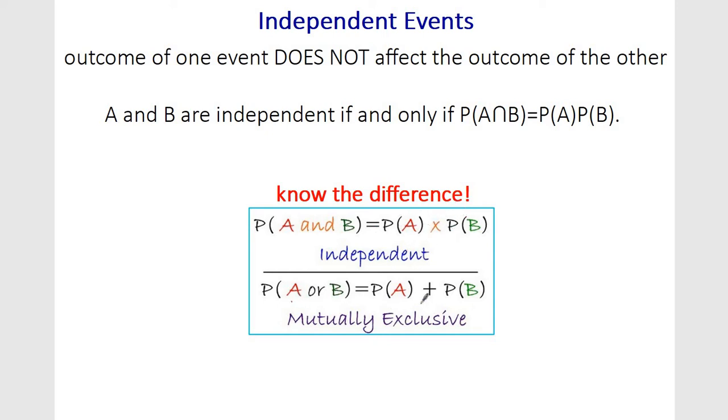Now, when they're mutually exclusive, that means that they can't happen at the same time. Okay, like rolling an even and rolling a 5. That can't happen at the same time. They're mutually exclusive. Okay? So there's no overlap is what I'm getting at. Okay? There's no overlap between mutually exclusive events.